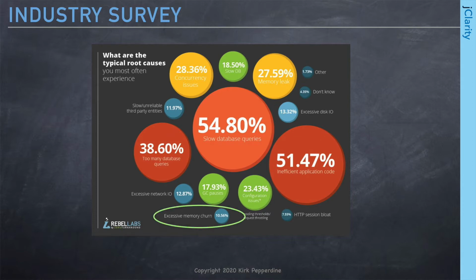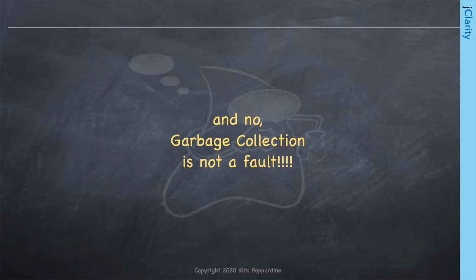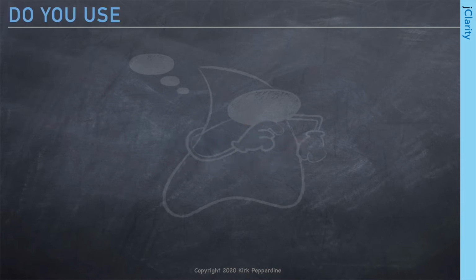In our experience, from looking at data from systems, we see excessive memory churn as being the issue. And you might look at the whole thing and say, whoa, wait a second, that only says like 10.56% of people are claiming that they've seen memory churn as an issue. Well, our claim is that somewhere around 60-70% of the applications that we've run into are bottlenecked on memory. And no, this is not a problem with garbage collection. So the garbage collector is not at fault.